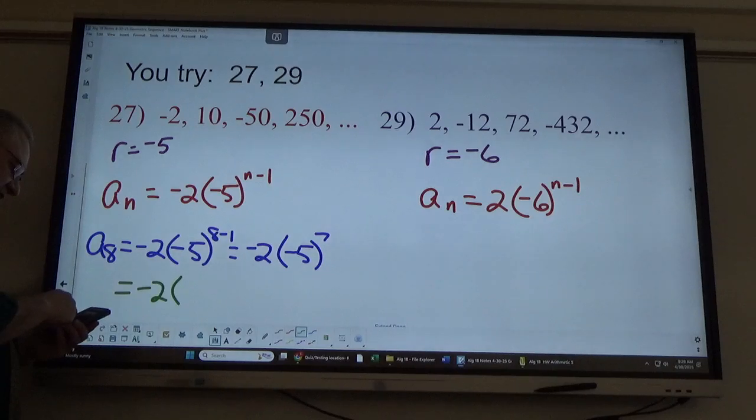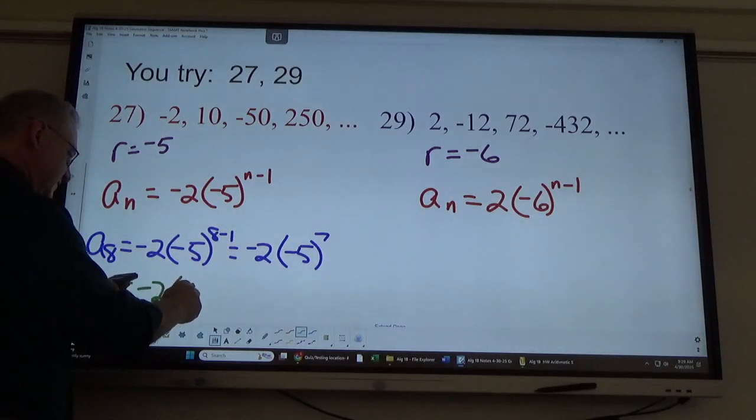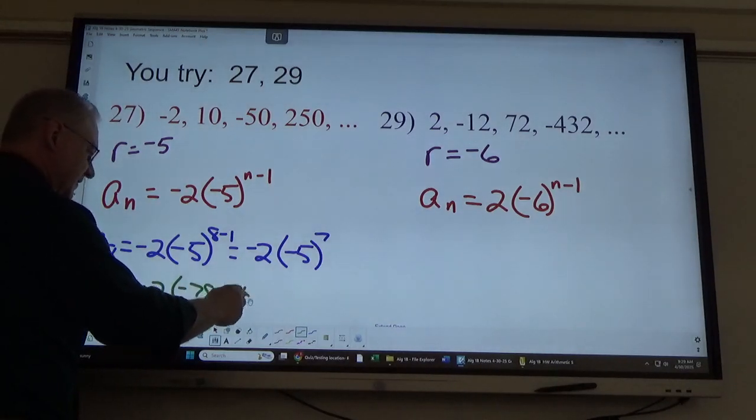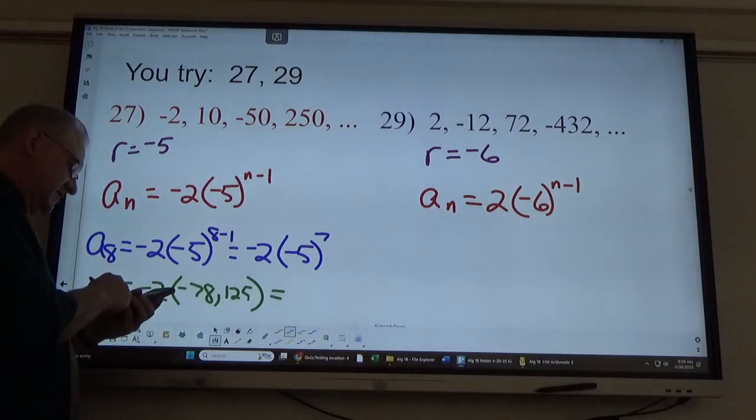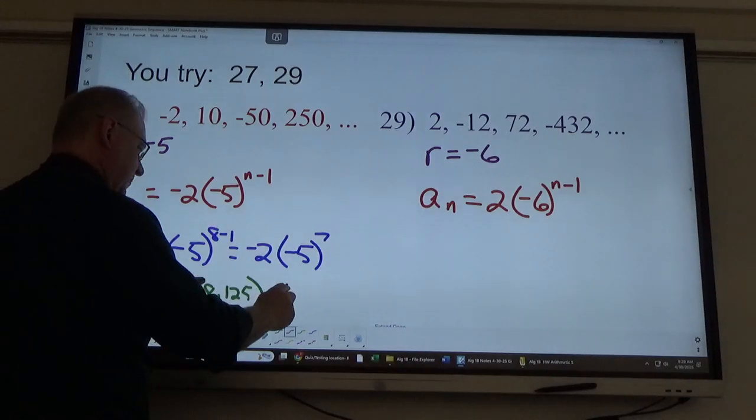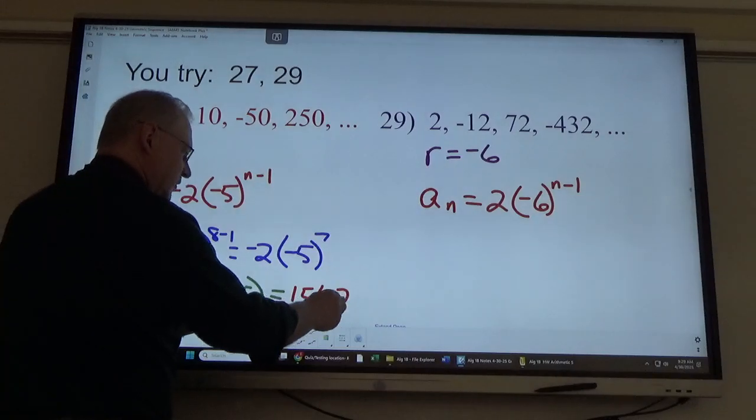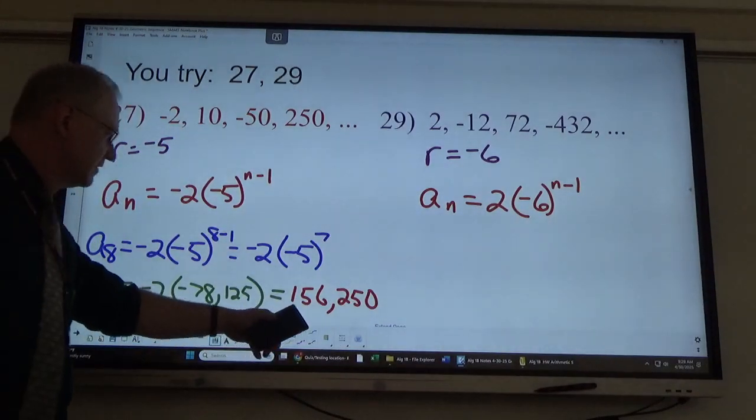Now, negative 5 to the 7 is going to be negative 78,125. And when I multiply that times negative 2, I'm going to get a positive 156,250. There you go there. Let's go over here.